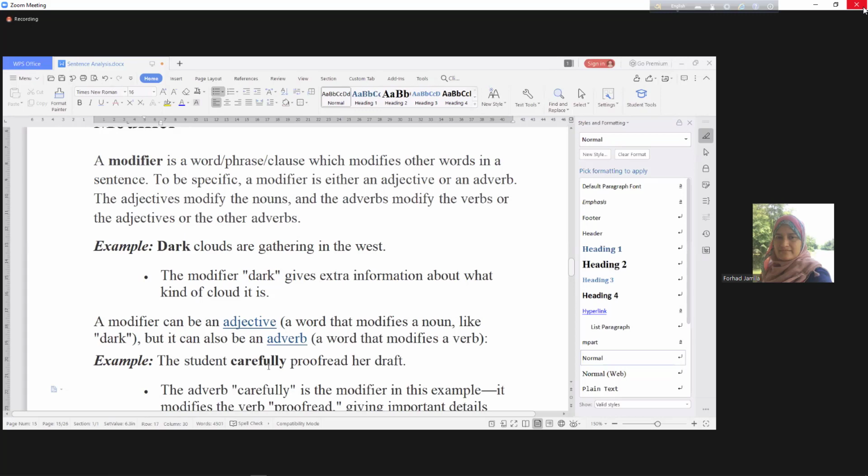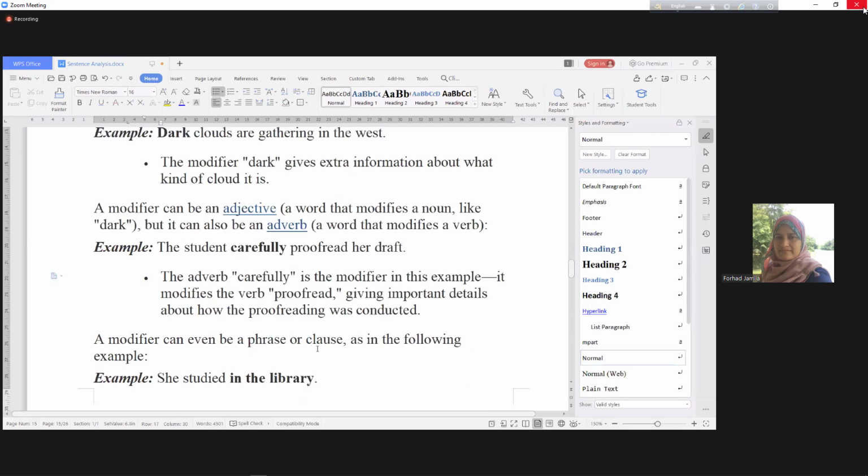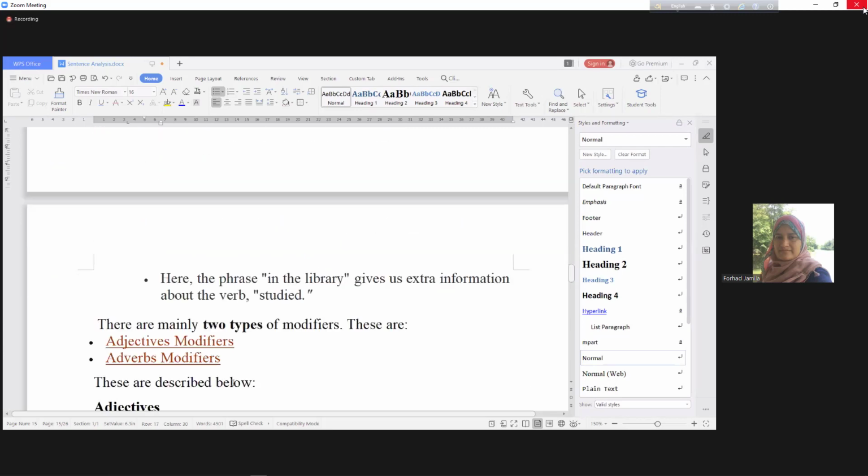আমরা আগেই বলেছি, কাজে তুমি যে কোনো অ্যাডভার্বের এক্সাম্পল এখানে দিতে পারো মডিফায়ার হিসেবে। কাজে আমার মনে হয় না তোমাদের এটা কঠিন হবে। A modifier can even be a phrase or clause in the following examples. He studied in the library. So that's the adverbial place. That adverbial place actually modifies the verb. Okay, that's why this is a modifier also. Here the phrase in the library gives us an extra information about the verb.